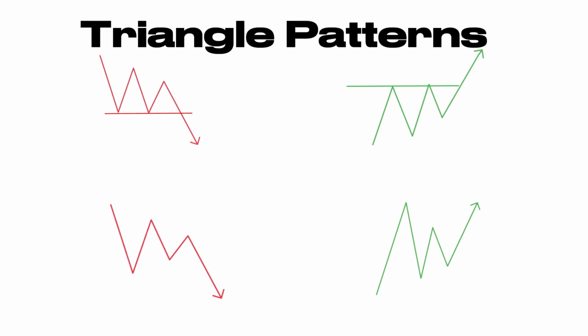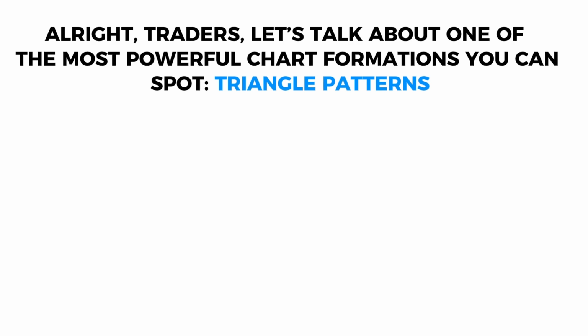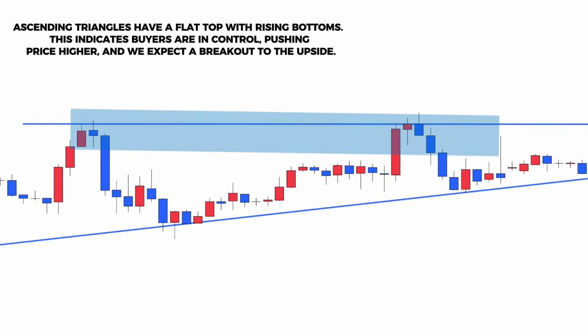What are triangle patterns? All right, traders, let's talk about one of the most powerful chart formations you can spot: triangle patterns. These are essential for any trader looking to capitalize on market moves. There are three main types of triangle patterns: ascending, descending, and symmetrical. Let's break them down. Ascending triangles have a flat top with rising bottoms.